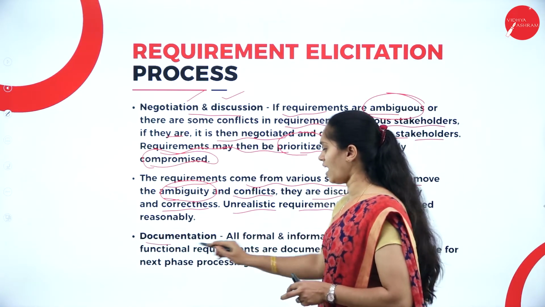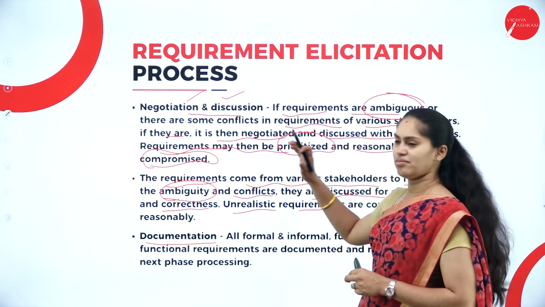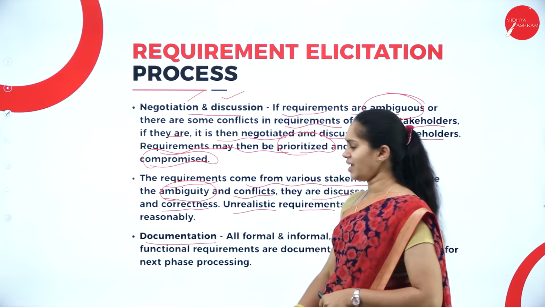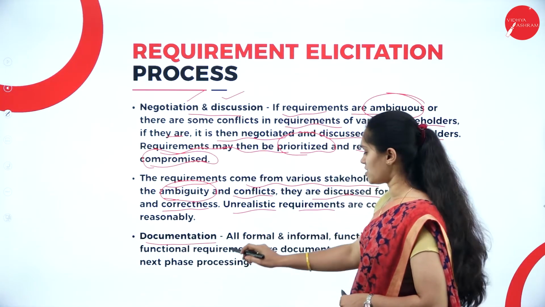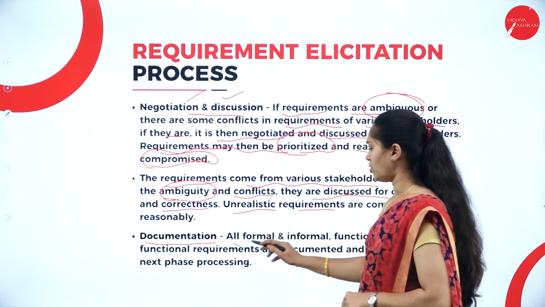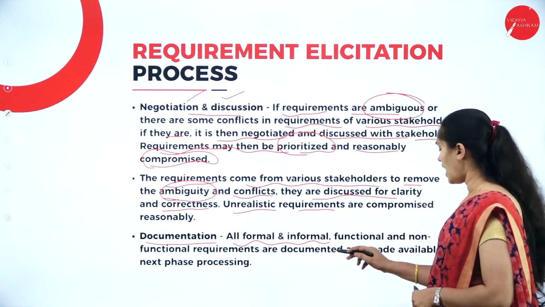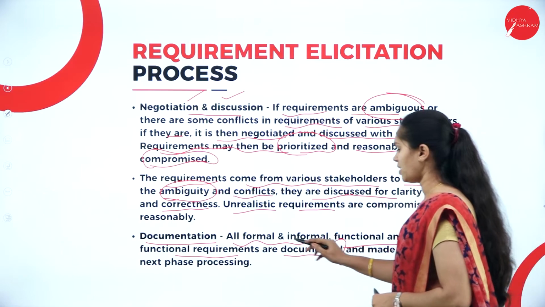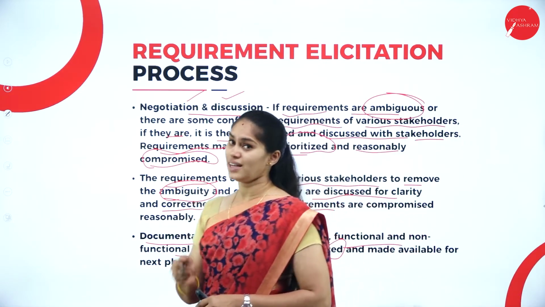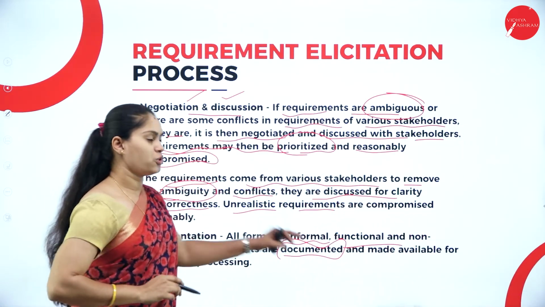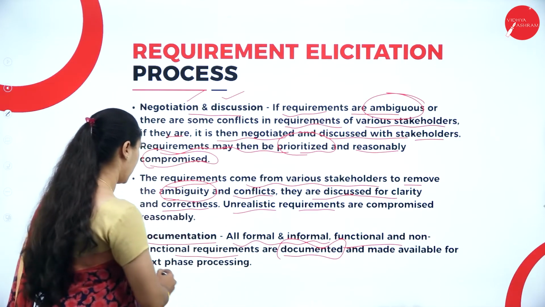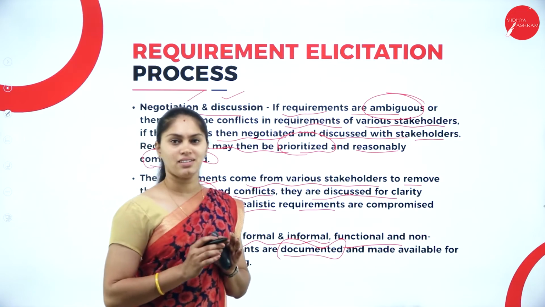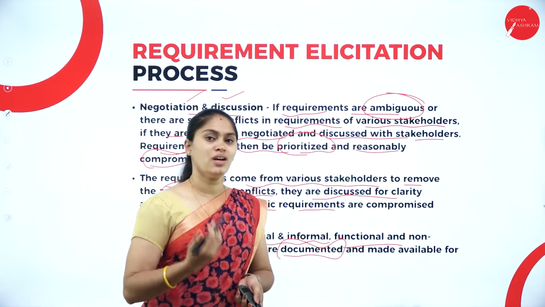So at last what we have is documentation. Whatever they have discussed, prioritized or gathered, all of it needs to be in file form, that is, in documentation form, all the formal and informal, and the functional as well as non-functional requirements. Everything will be well documented, and it will be useful for the next phases of processing. So all these come under the requirement elicitation process.